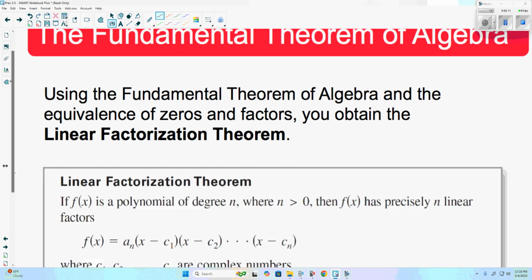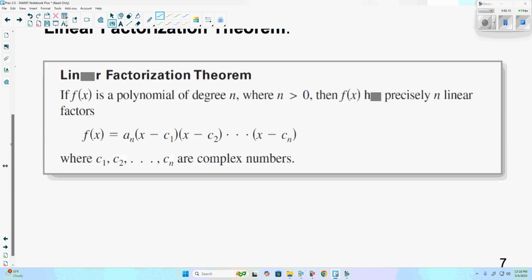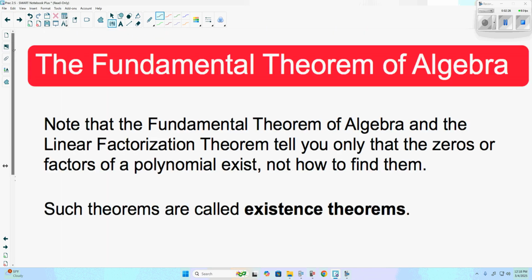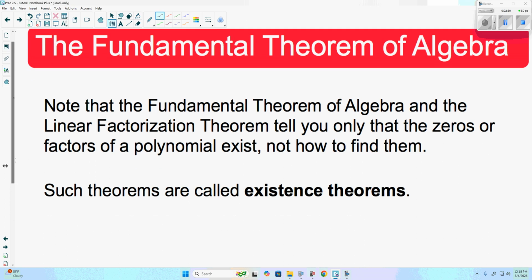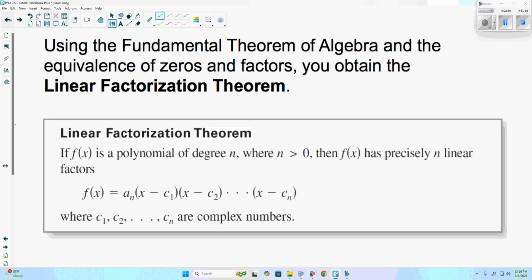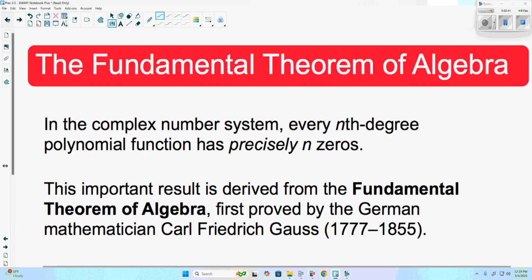Linear factors. If a polynomial of degree n, where n is greater than 0, has precisely n linear factors, where n is the degree, where C1, C2 could be complex numbers. Now, for the most part, the fundamental theorem of algebra and the linear factors theorem only tell you that the zeros and factors exist, not how to find them. And really, with any of these, it tells us the solutions.